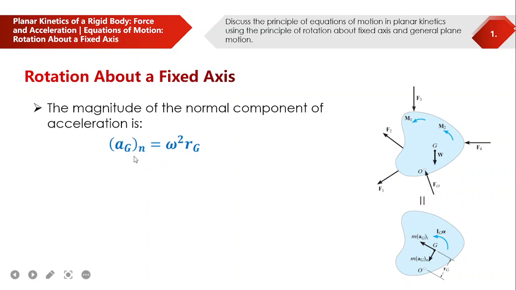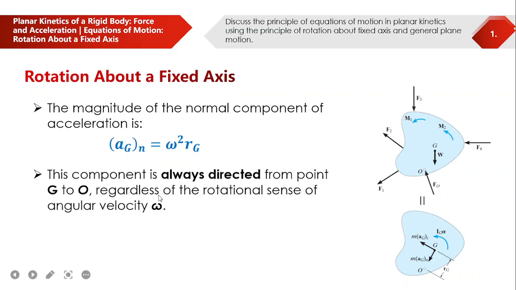To compute the magnitude of the normal component of acceleration when your body is moving in a circular path, it must be computed by multiplying the square of the angular velocity and the distance from the fixed point O to the center of mass. This component is always directed from point G to O regardless of the rotational sense of angular velocity.